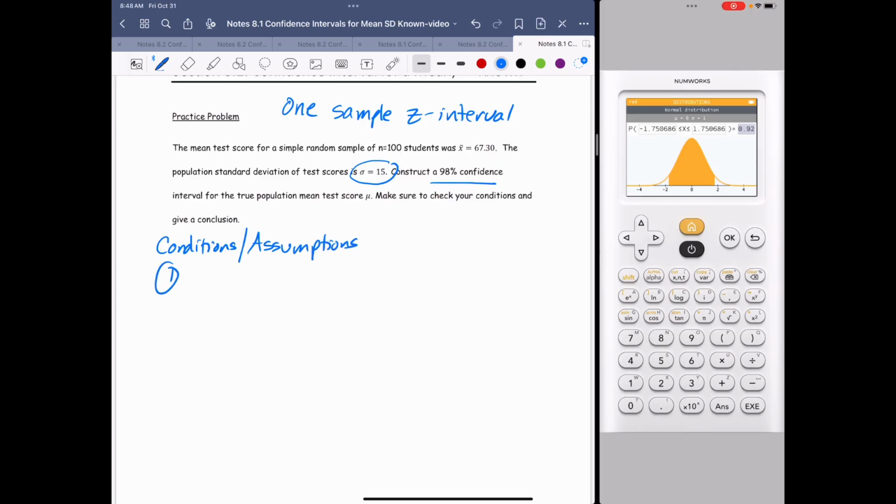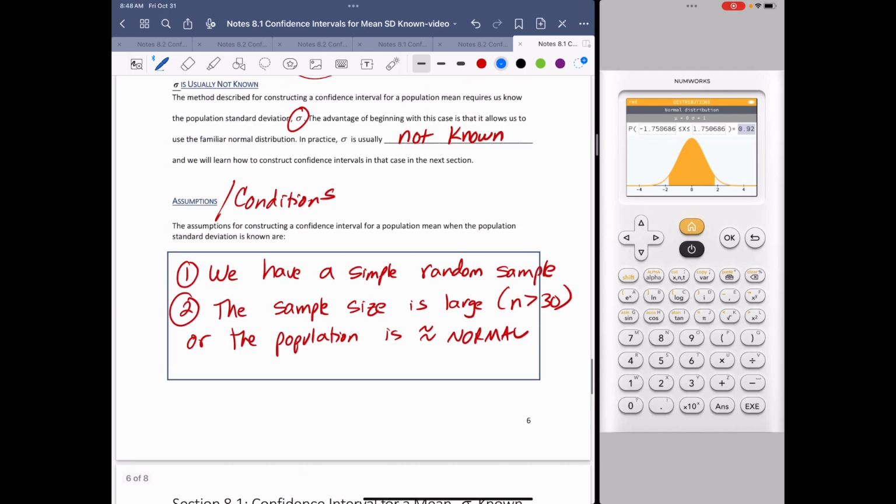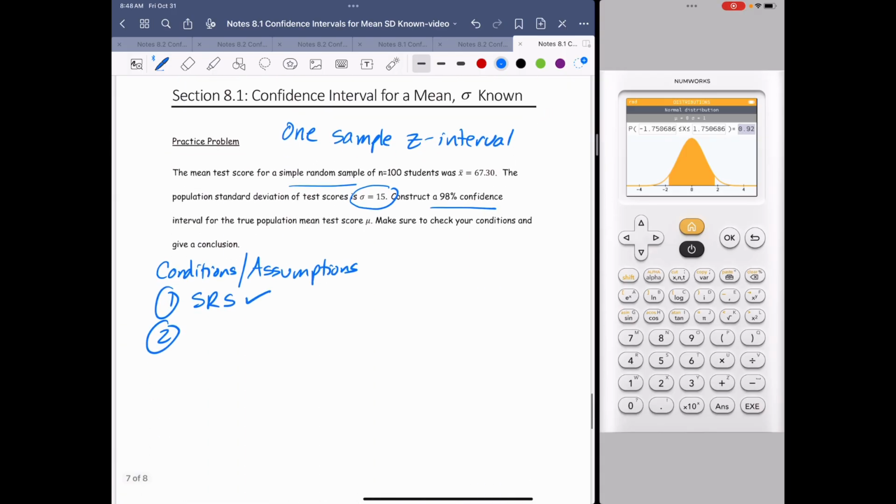The first thing I'm going to say, we did a simple random sample, check. The second thing is you want to check the normal condition. If the problem said anything about normal, you're going to say normal population. It didn't, but I've got a sample of 100. So I'm going to say N is greater than 30, so the central limit theorem tells us that our sampling distribution is approximately normal. All right, so the first part of a confidence interval is your conditions.